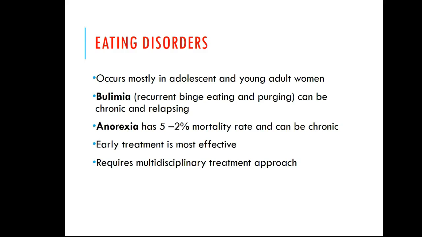It does occur more commonly in adolescents and young adult women, and there are two types of eating disorders, such as bulimia, which is recurrent binge eating and purging, and that is a chronic disorder. It can be relapsing, or anorexia, which has about a 5 to 2% mortality rate. That can be chronic, but it can be lethal as well, especially if the body is constantly in the mode of starvation and there's organ failure and organ shutdown because of anorexia.